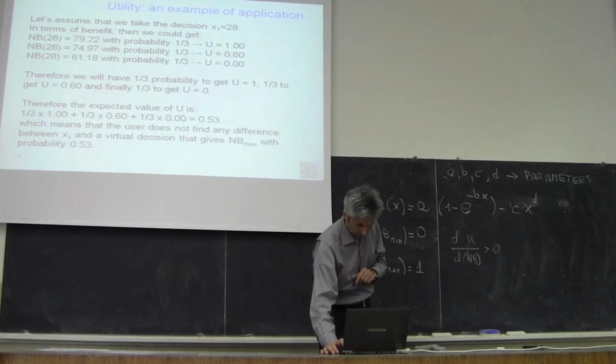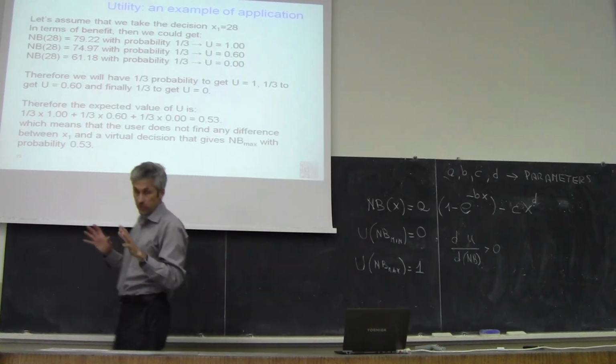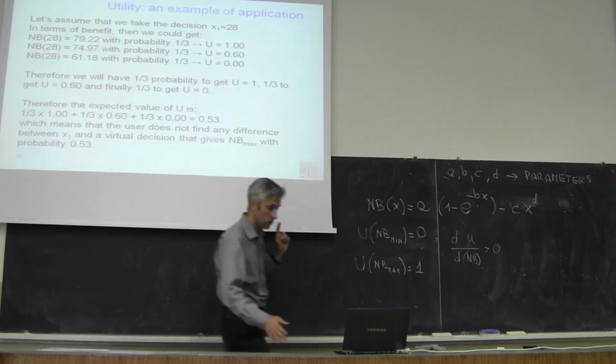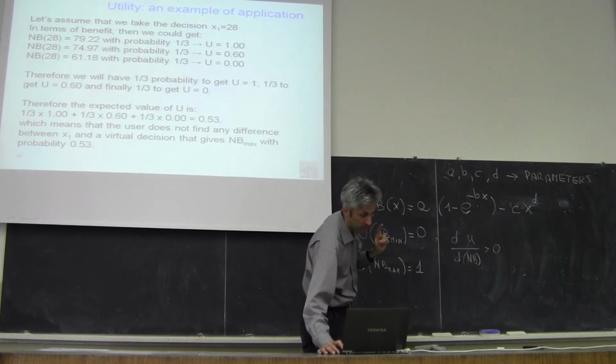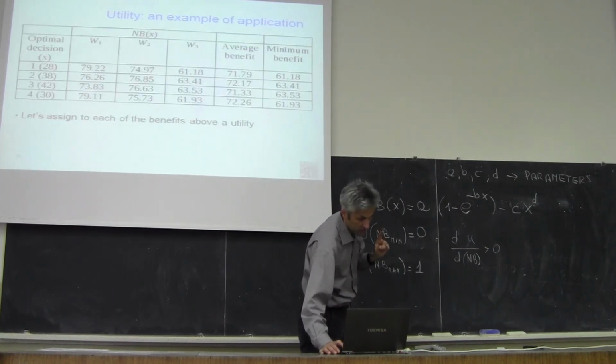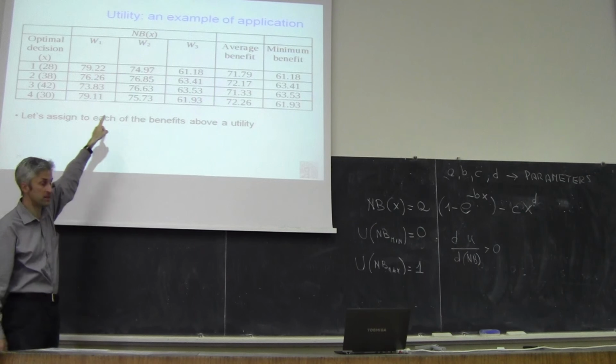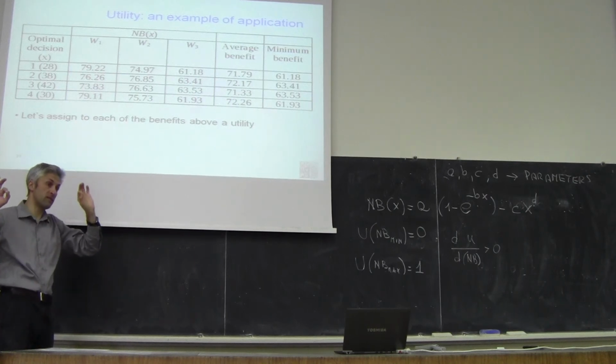So, basically, let's consider the solution 28. The solution 28 gives a benefit of 79.22 with probability 1/3. Let me go back and look at the previous table. You see, solution 28 has 3 possible benefits. Each of them has a probability of 1/3.